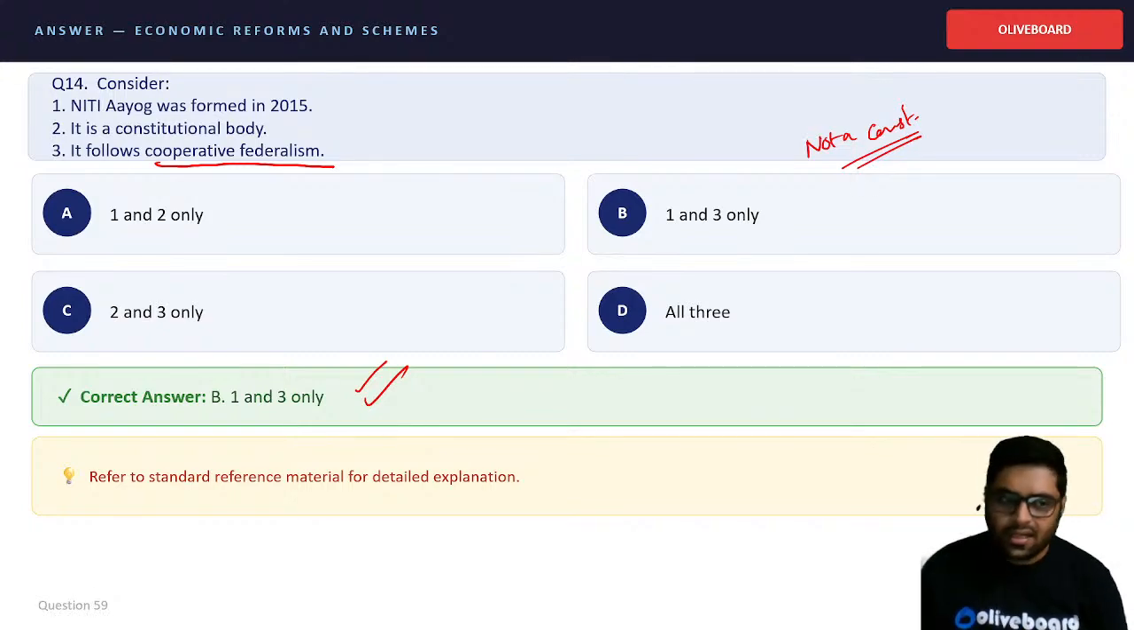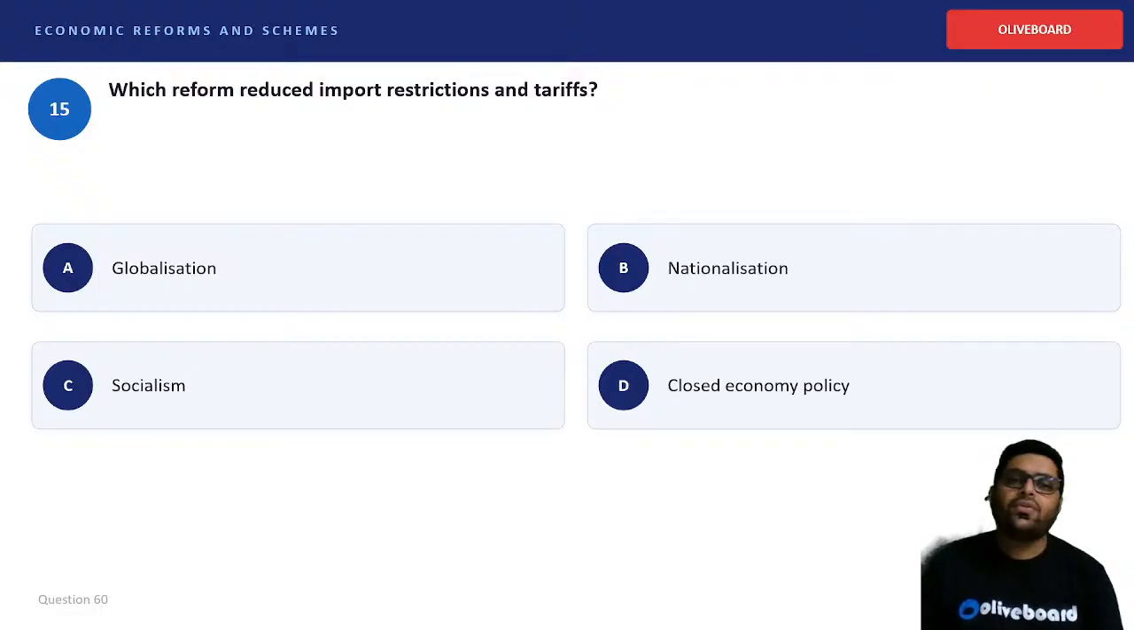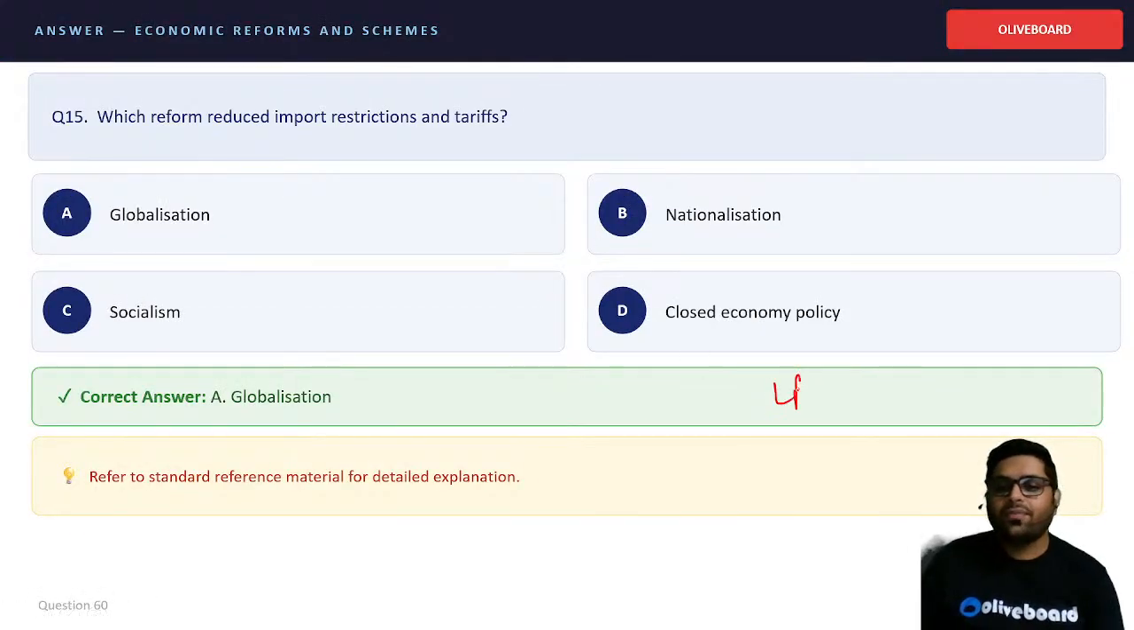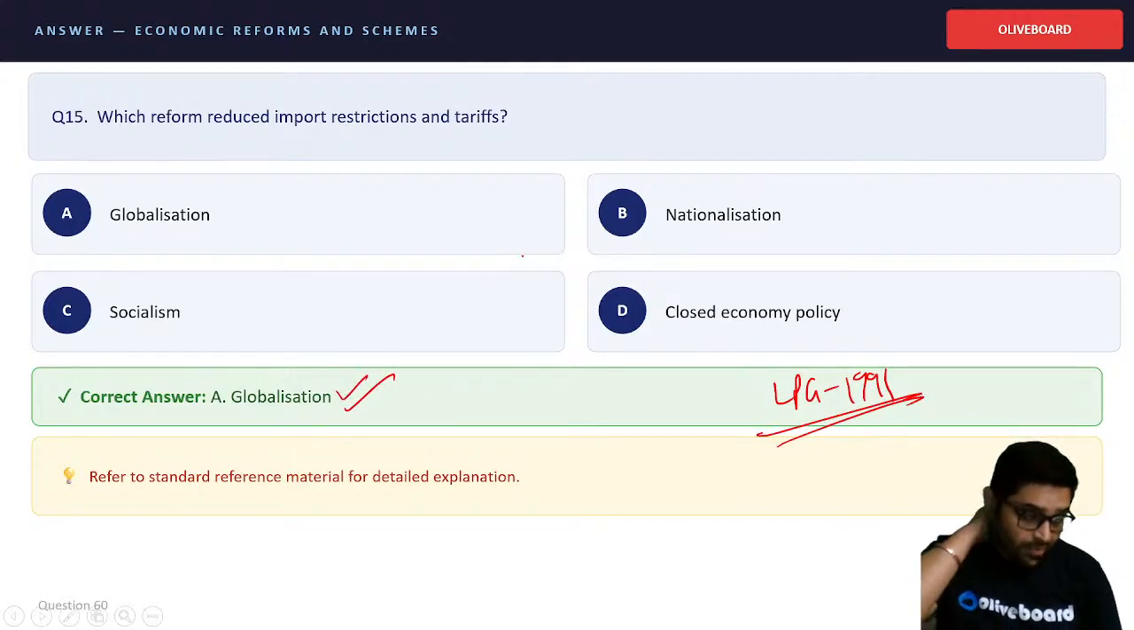Clear? Easy? Next. Which reform reduced import restrictions and tariffs? Very easy. Just now we had discussed it. Which one is it? Globalization. Correct? So LPG reforms came in 1991. We saw that, and globalization helped in removing import restrictions and tariffs.